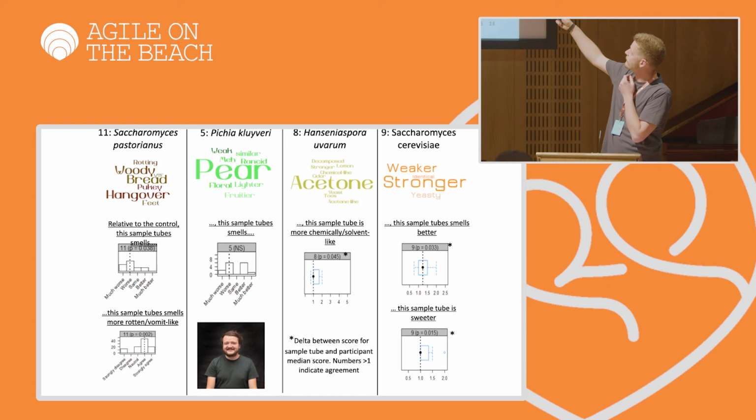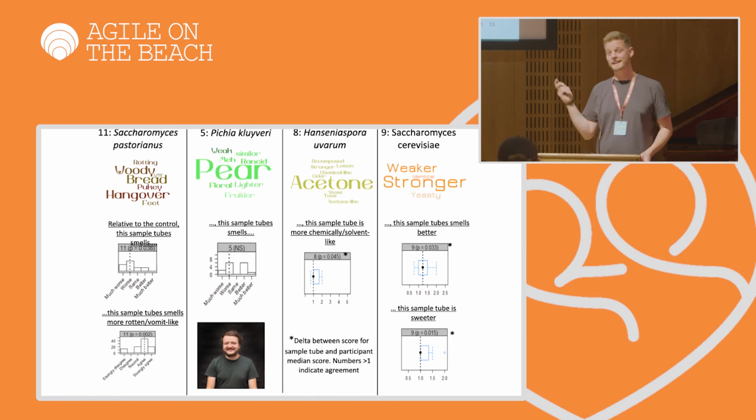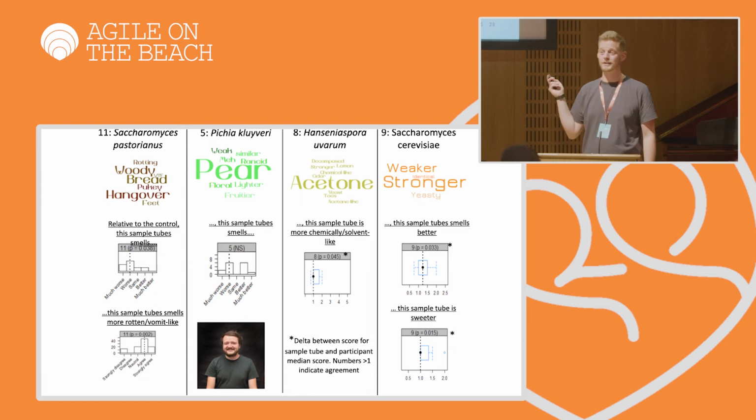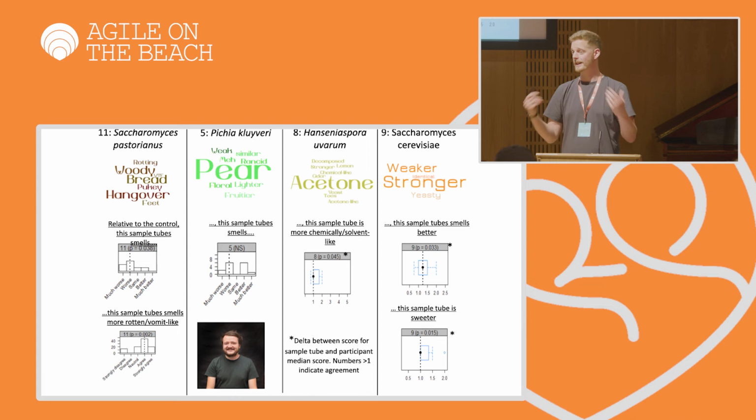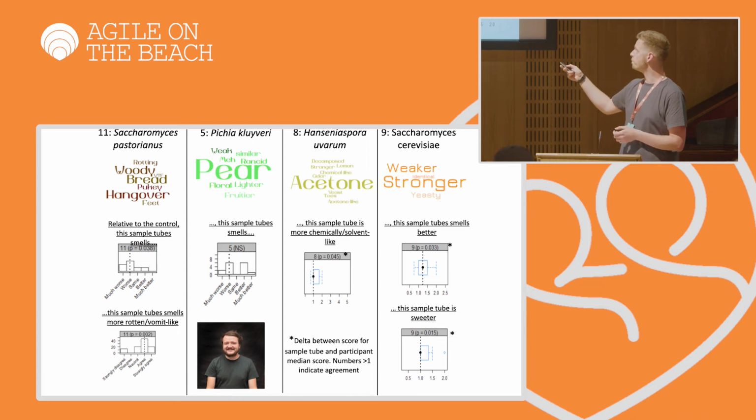We had Hanseniaspora uvarum, and overwhelmingly we had acetone. There were some cider and chemical-like descriptions, but we had this acetone smell. Generally, people said it smelled more chemical or solvent-like. This is really interesting from a biotechnological point of view because we can take that forward for further study, find out what's in it, and see if we can make a link between what people are smelling and what it's actually producing.